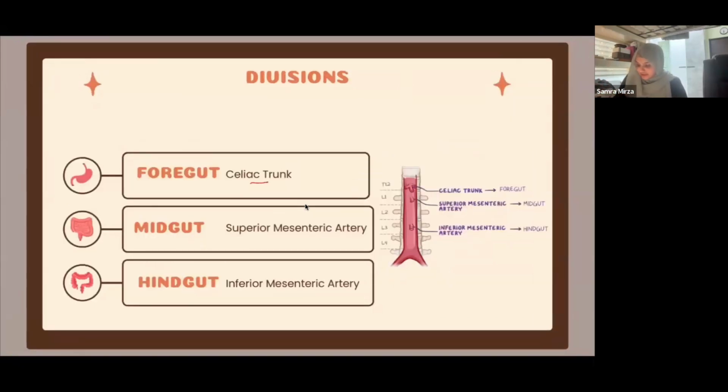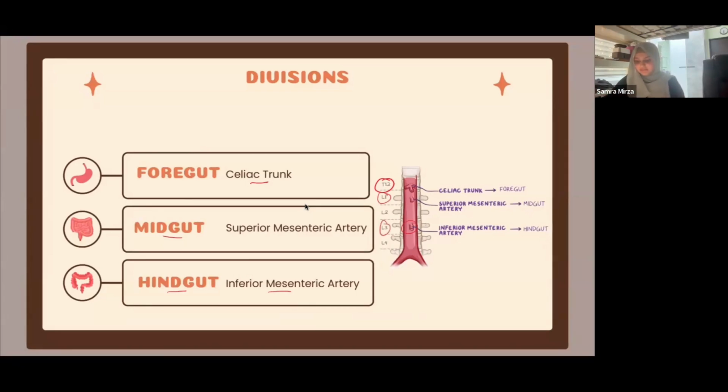And the celiac trunk emerges at the level of T12, which is the same level that the abdominal aorta crosses through the diaphragm. Then we have the midgut, which is supplied by the superior mesenteric artery, and that arises at L1. And then we have the hindgut, and that is the inferior mesenteric artery that comes from L3. It is good to know these levels. Just remember T12, L1, and then L3.